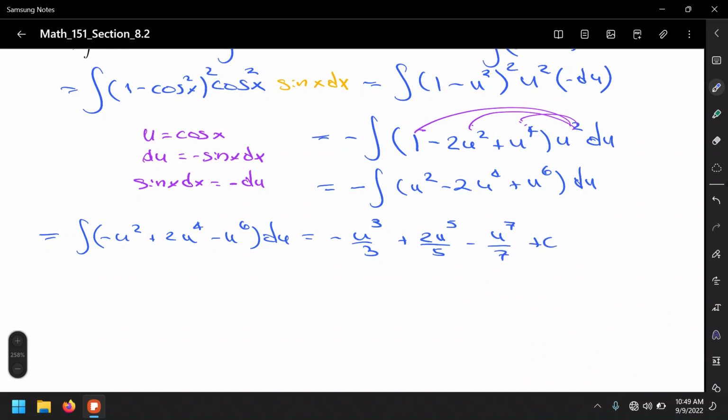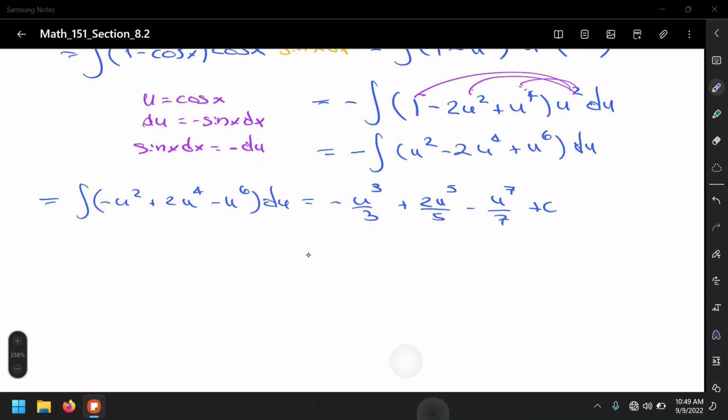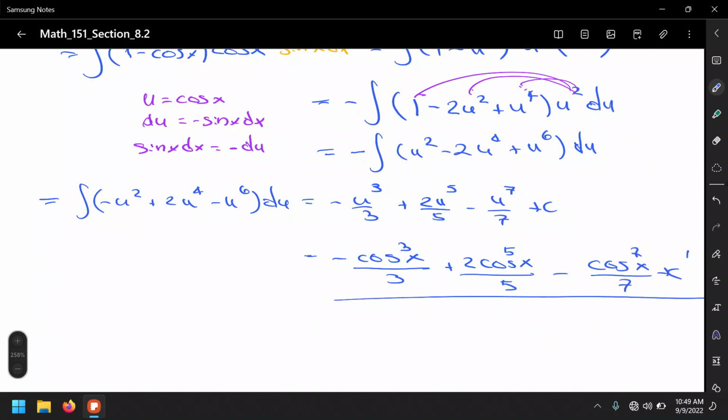So that's the integral in terms of u, but we did a u substitution to make our lives easier, so we go back and substitute for it. That is negative cosine cubed over 3 plus 2 cosine to the 5th over 5 minus cosine to the 7th over 7 plus c. And I think this was perfect timing. All right.